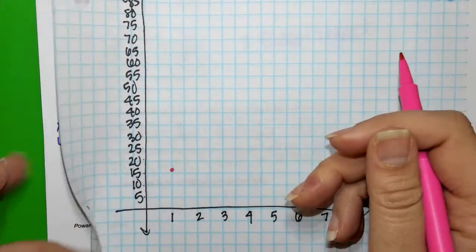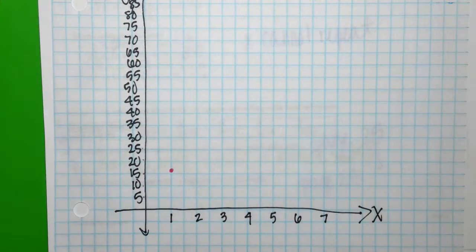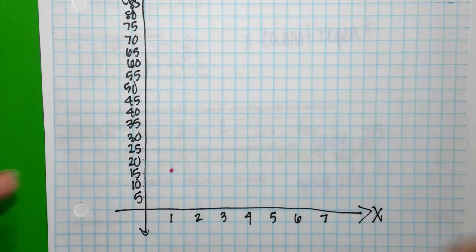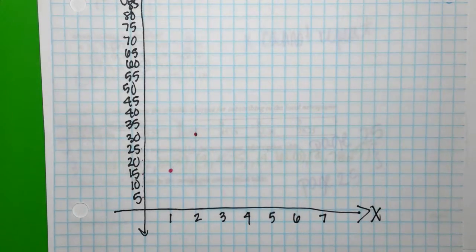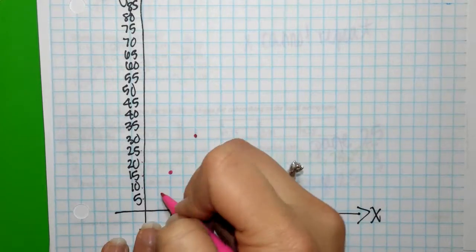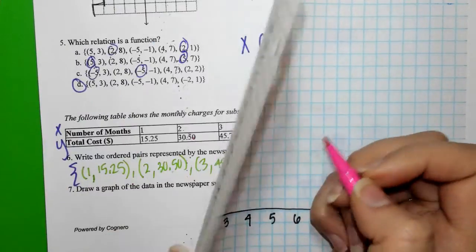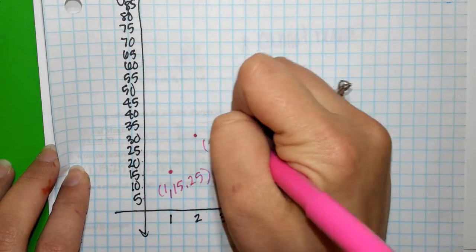Alright, 2. Our second point was 2, 30.50. Now, is that on the line of 30? It's $30.50. So is that exactly $30? No. Guys, $30 is not the same as $30.50. So it cannot be on the line. You go up a little bit more. Just like that. So this is 1, 15.25. Thank you, Ariel. This is 2, 30.50.